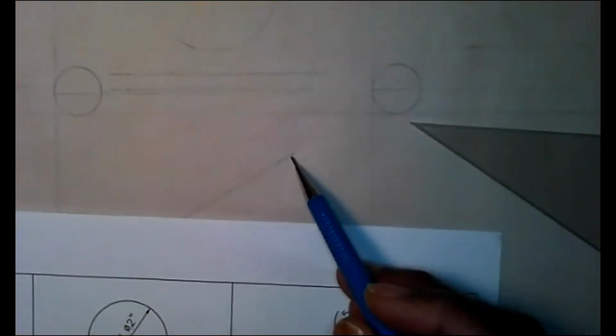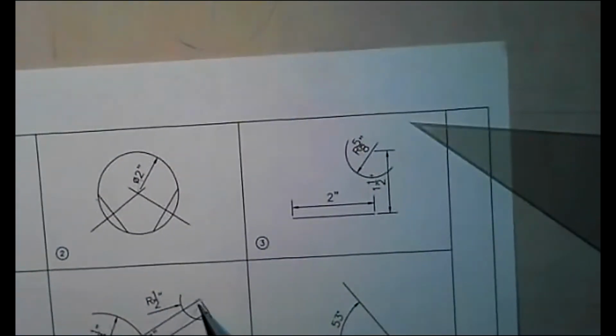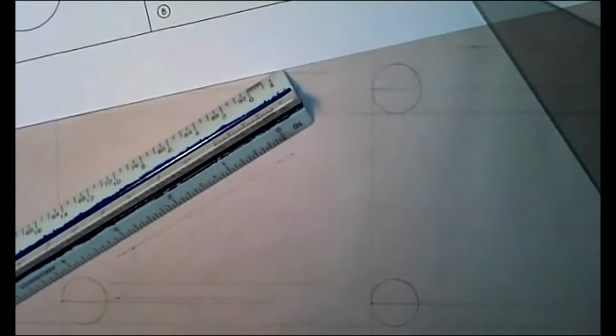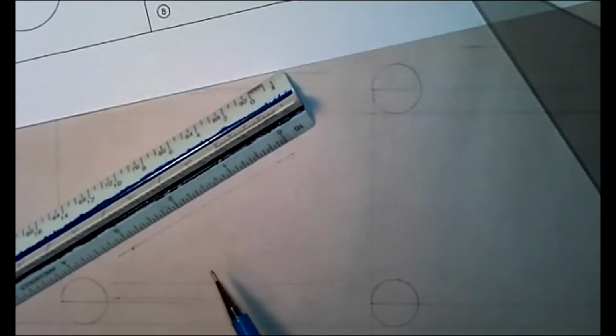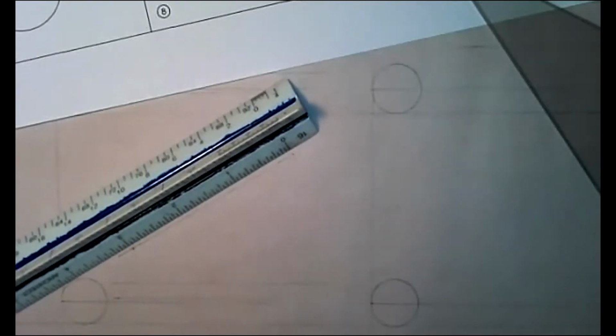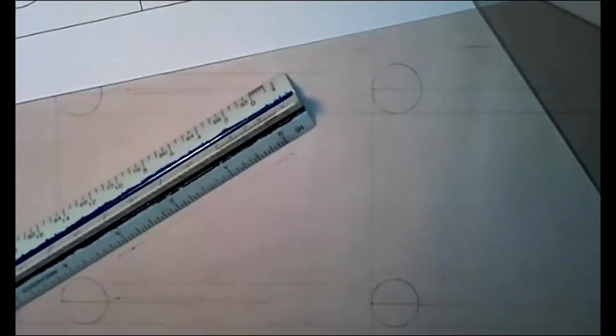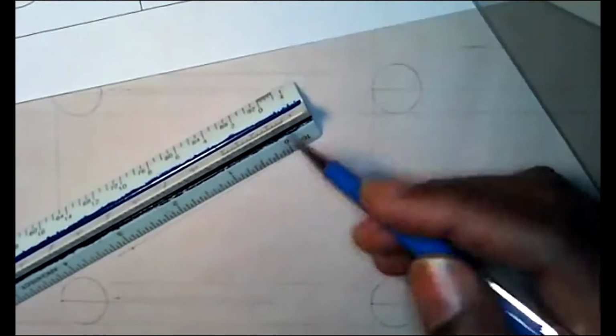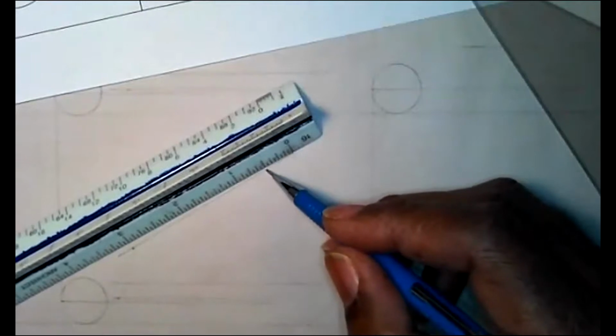at this point right here, which is the end of this line, I'm going to make an arc that's going to have a 1/2 inch radius. You see how I'm placing my scale parallel to the 30 degree line like this. I'm not doing it like this. I'm keeping it parallel so that my dimension is true. And from the end, I'm going to measure 1/2 inch.